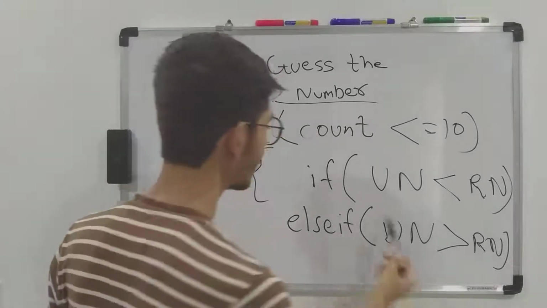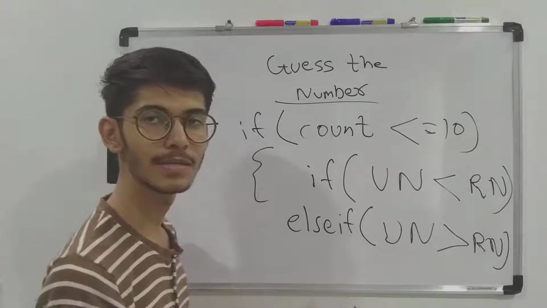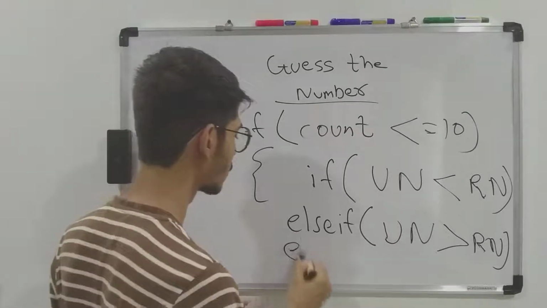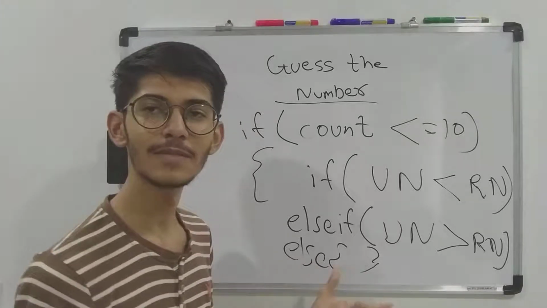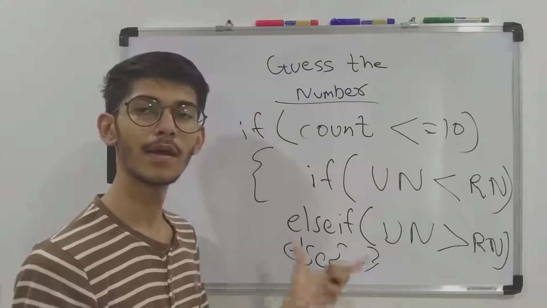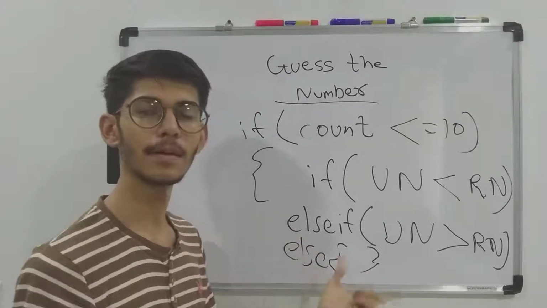And then if both of these conditions don't satisfy, then we are going to write an else statement where we are going to display that the user has successfully guessed the number.